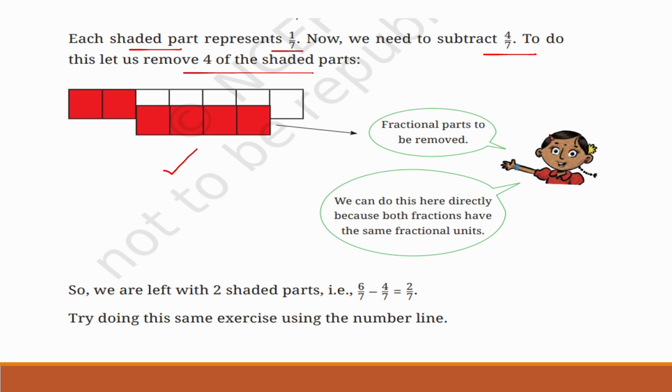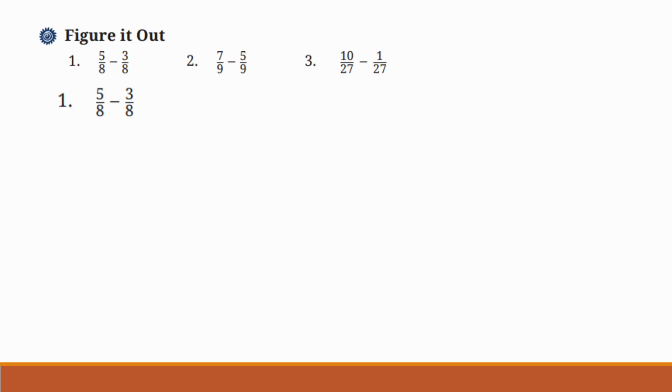So we are left with how many shaded parts? 2 shaded parts. See, we are left with the 2 shaded parts. That is, 6 by 7 minus 4 by 7 is 2 by 7. Try doing this same exercise using the number line. Figure it out. First one, 5 by 8 minus 3 by 8.